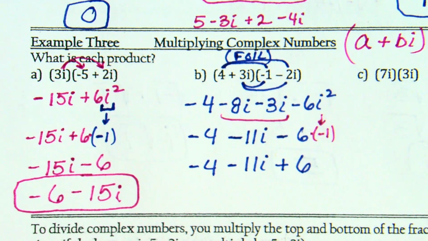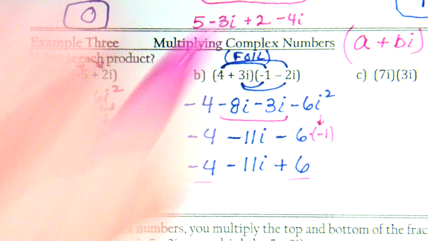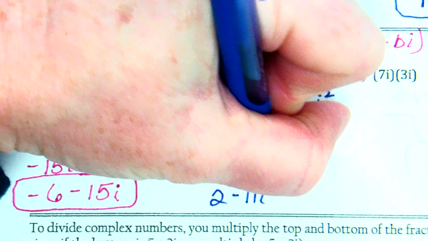And what do we get when we clean up here? 2 minus 11i. Okay, 2 minus 11i, because like terms of negative 4 plus 6 is going to be 2 minus 11i.